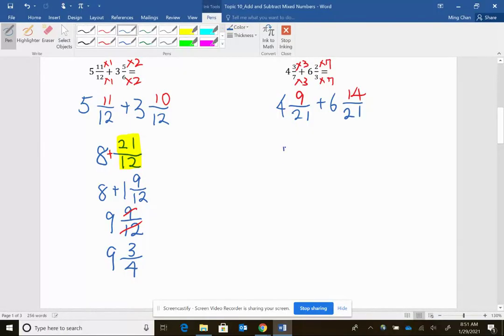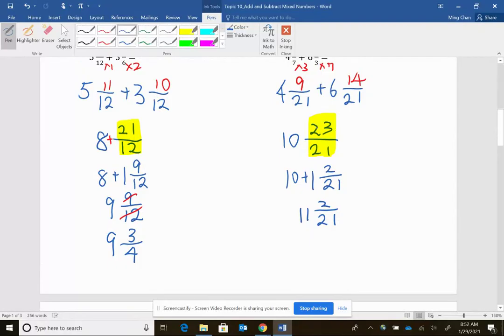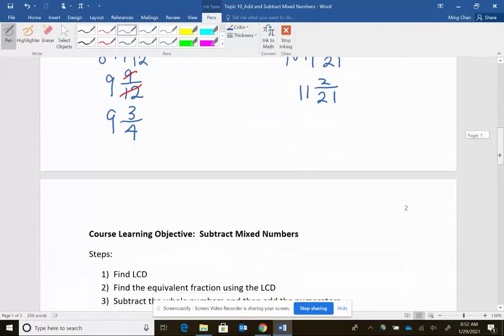Once I add up the whole numbers and the numerators, that will be 23 over 21. Once again, this part is an improper fraction, so we've got to convert it into another mixed number, which will be 1 and 2 over 21. I already had 10, so now my extra whole number adds on to my 10. My final answer is 11 and 2 over 21. 2 over 21 cannot be reduced, so this is the answer. Now, if this portion is a proper fraction, then we don't have to do this extra step.